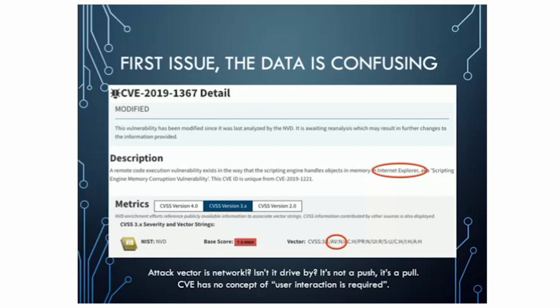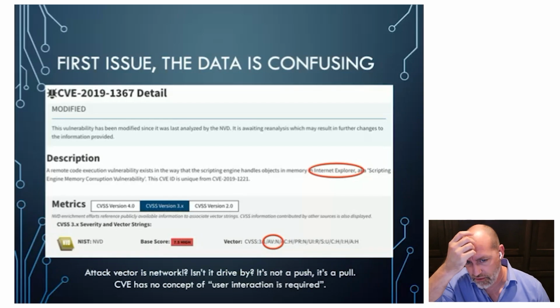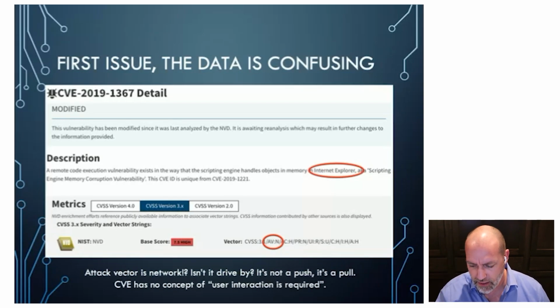It should be a push versus a pull. In the case of Internet Explorer, it's a pull. I have to go to a website, pull down the exploit payload, run it, and then a bad thing happens. It's a very different thing than if I'm running BIND and you exploit BIND and it goes off. So lacking the granularity of user interaction, at least in V3, is pretty bad. That makes it very confusing if you're trying to figure out whether you should care about this vulnerability or not.